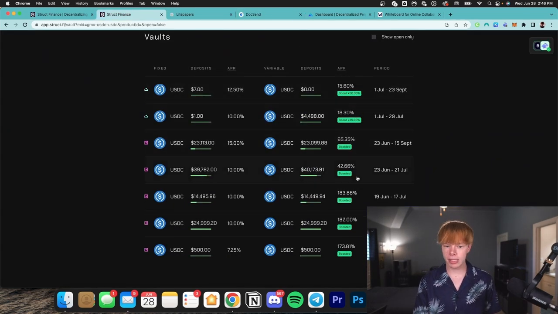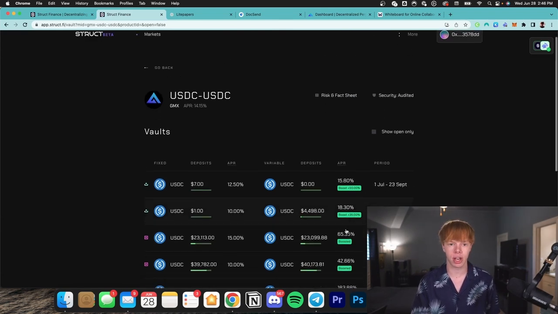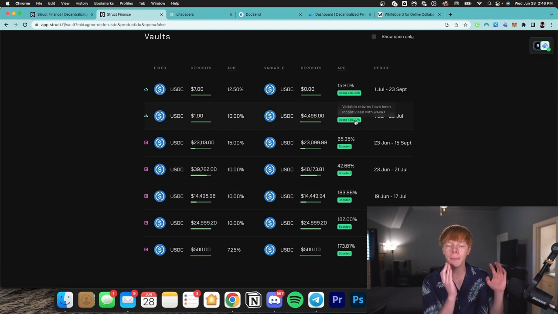Now, currently, a lot of these different vaults are being boosted and incentivized with wrapped AVAX because of course Struct Finance is on the Avalanche network. Now, let me go ahead and tell you how exactly this boost works. So as you can see on this one, there is a boost of 35%. If I deposit, let's just say $1,000 in this variable vault, what's going to happen is there's going to be $350, which is 35%, deposited on my behalf as well.